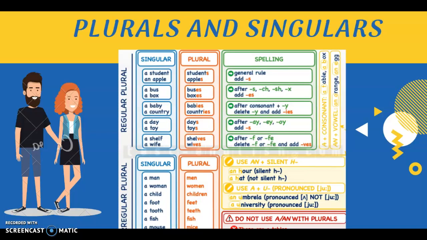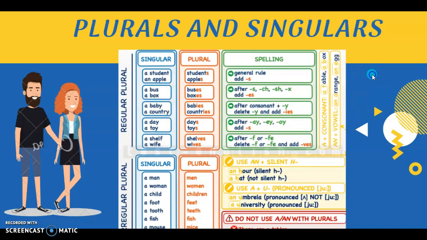And when you have a word that ends in f or fe, you have to add ves to the plural, but you have to erase the f or fe. So the plural is, in this case, shelf for singular, shelves for plural. Wife, singular, wives, plural. And also we have the irregular nouns.